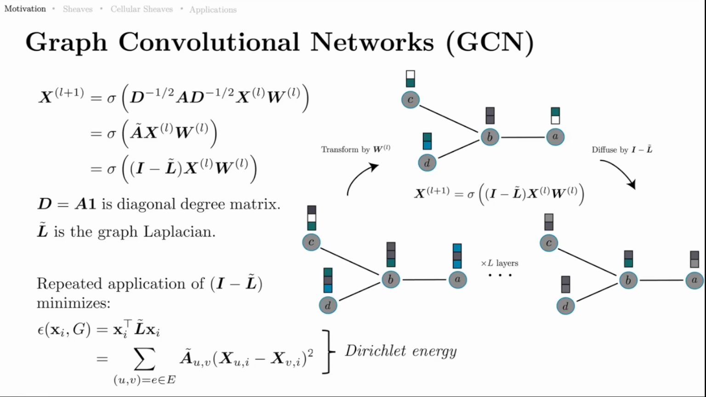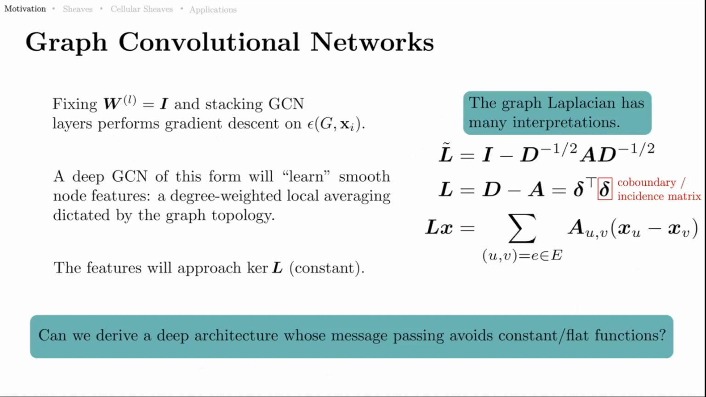And basically we're learning some sort of constant function if we were to simply fix our weight matrices and just increasingly make our graph convolutional neural network longer or deeper in some sense. So as I said, these features will become constant. They'll minimize the Dirichlet energy, which means they'll approach the kernel of the graph Laplacian.